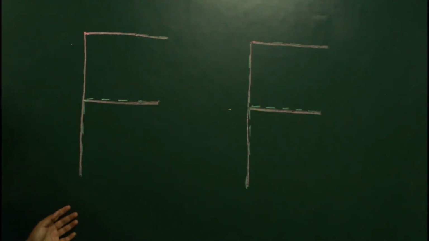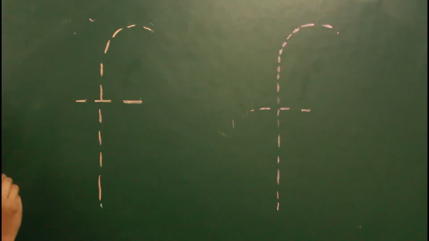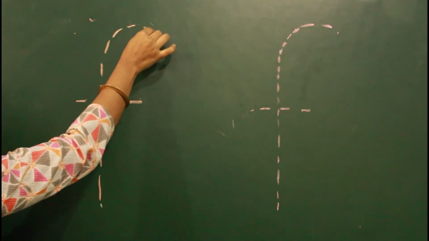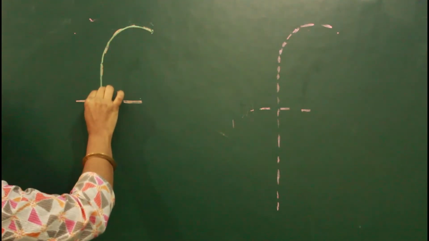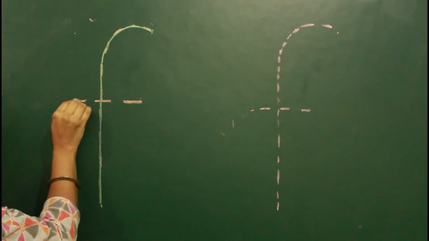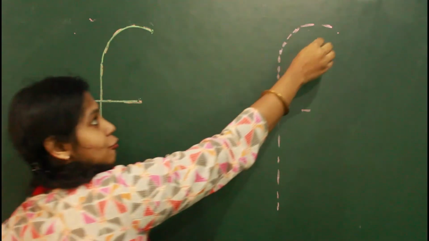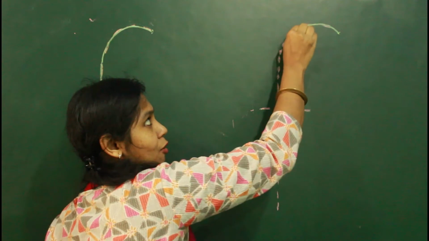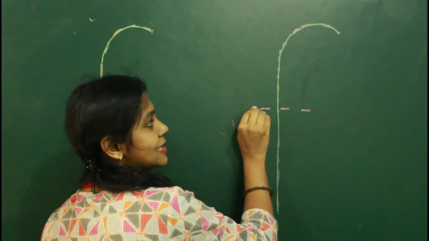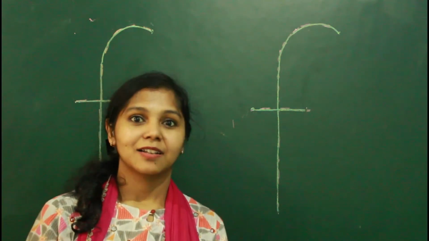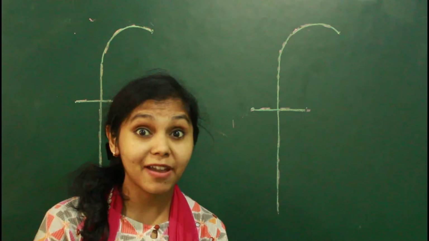We have big F. Now let's see how to trace small f. We have to start from here, then make a small curve, then standing line. Then start from here, sleeping line, small f. Now one more time I'll show you. Start from here, small curve, bring down, then make a standing line here, then sleeping line, small f. Okay children, now we have learned how to trace big F and small f.